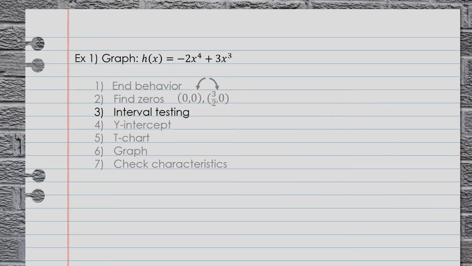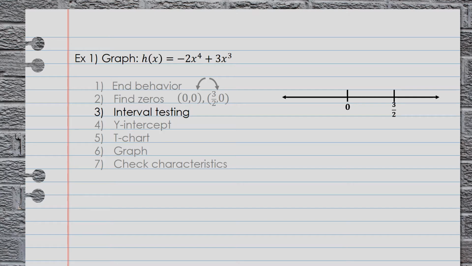Now let's try interval testing. Interval testing is the new part we have not encountered before. So to do interval testing, we draw a number line, and we put marks along the number line for as many zeros as we encountered. Notice previously we found 2 zeros. We found x equals 0 and x equals 3/2. Since we have 2 of them, we place 2 marks on the number line. And then we put the numbers in the correct sequential order. 0 comes before 3/2.